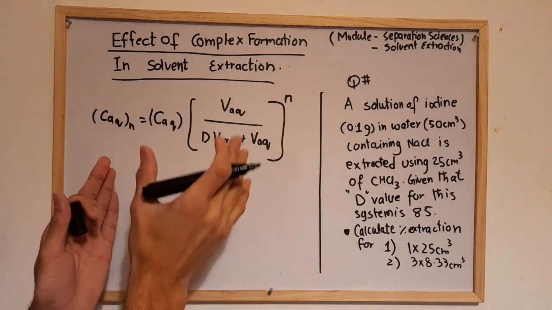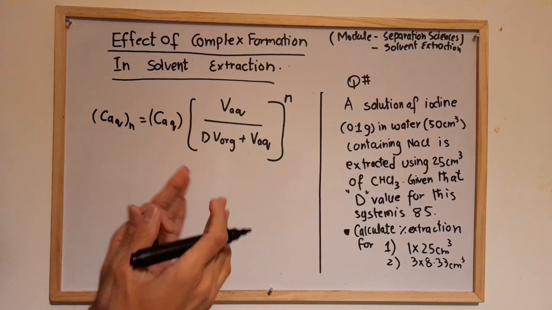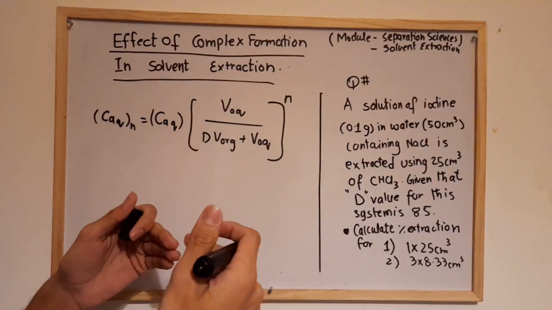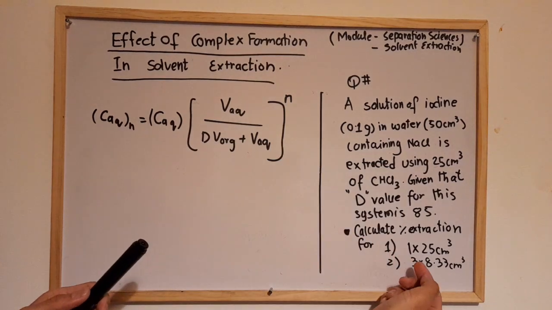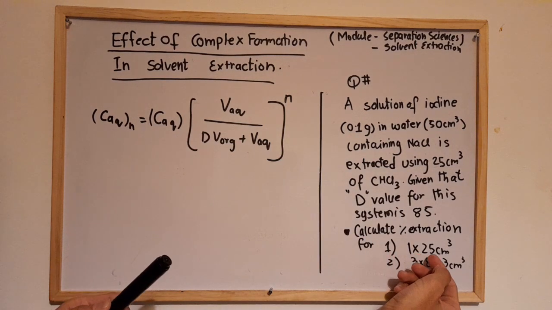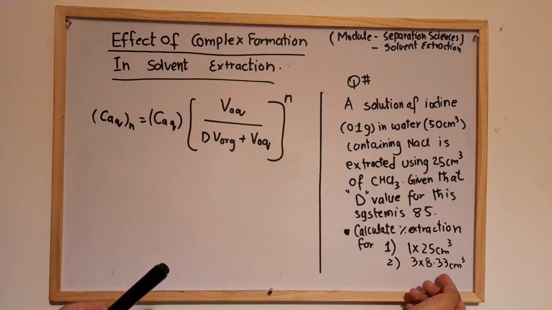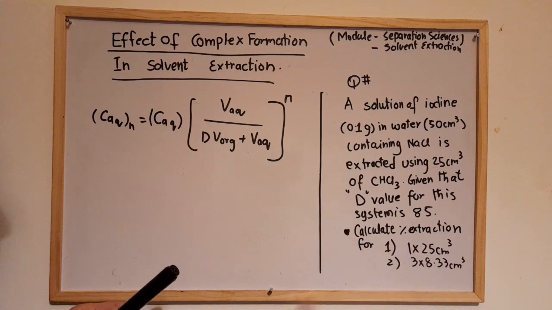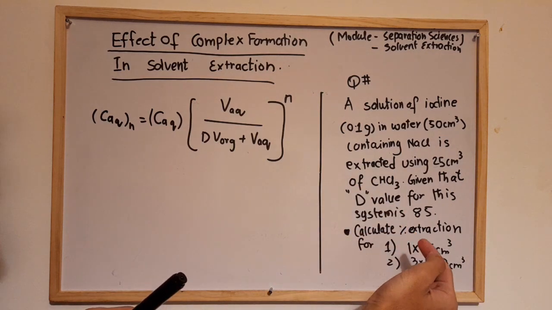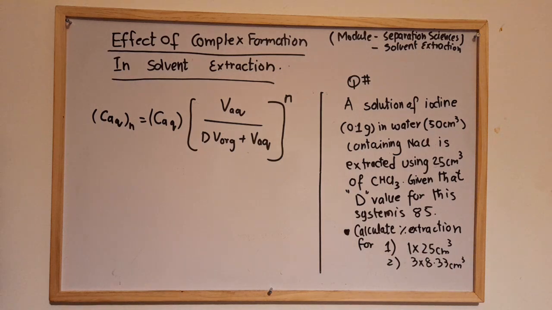As you have seen in solvent extraction, if we do multiple extractions, then the extraction efficiency would be greater, and we will prove it. For the first case we have taken 25 centimeter cube of organic solvent, and for the second we have taken 8.33 centimeter cube of the organic solvent. So we will check in which case the extraction efficiency would be greater.